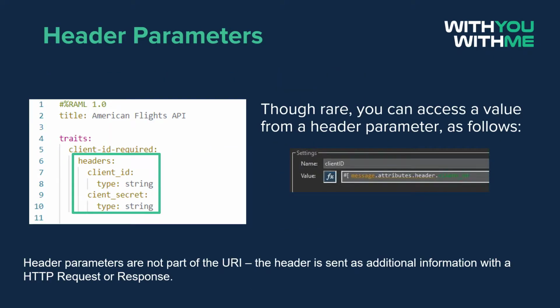Finally, we have header parameters. These do not affect a URI and are actually sent as additional information with an HTTP request or HTTP response. However, you can cater for these in a RAML file and retrieve their values. In the RAML file, header parameters must be set under traits, and a value type is required. In this case, we are simply requesting the client ID and client secret as string type values. Equally, the values can be retrieved using attributes.headers.keyname, in this case client ID, as pictured.